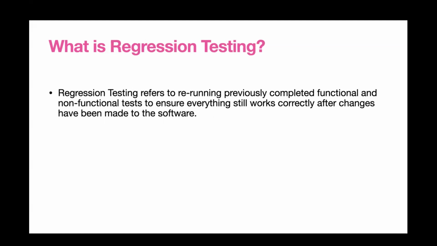What is regression testing? Regression testing refers to rerunning previously completed functional and non-functional tests to ensure everything still works correctly after changes have been made to the software. Regression tests are run to ensure that software functions correctly after code changes and does not break any existing feature. Check out my previous video tutorial on regression testing to know more about it.